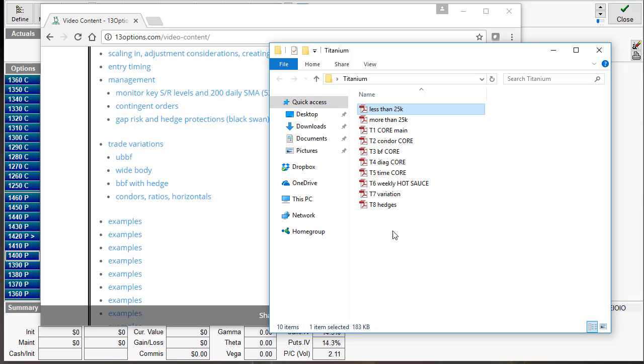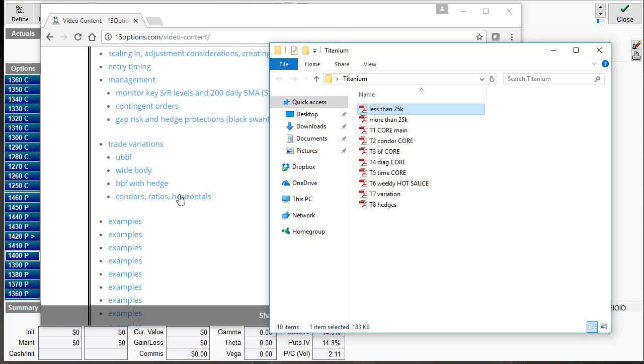Okay, so the variations are there, and they're enough to give you the ammunition, if you will, the material or the content to start exploring. But you will gravitate towards one or two or three that are going to be your favorites. And for me personally, it's in this sequence. I prefer the unbalanced butterfly first. I like the wider body ones second, and then I like these balanced butterflies with the hedge last.